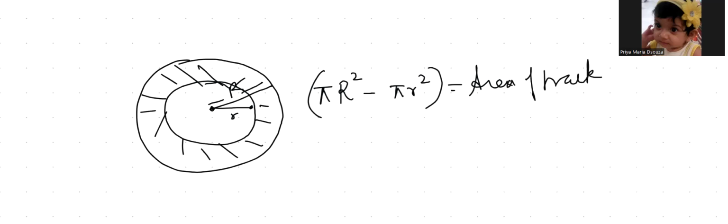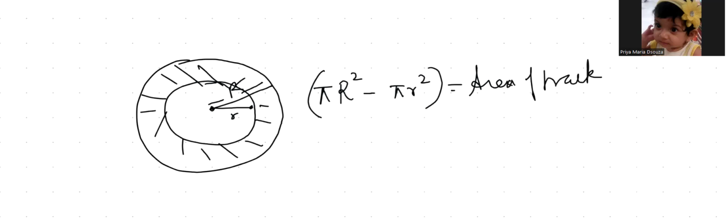So you can find the area of the track. The area of the track will be the outer circle, that is pi R square, minus the inner circle, pi small r square. This will give you the area of the track. The track is this. I'm shading this portion. So the area of the track is nothing but outer area minus inner area.